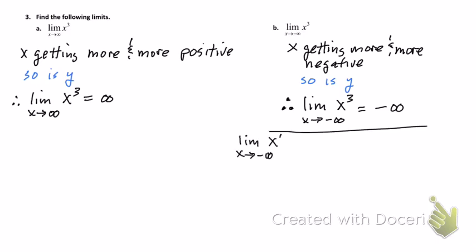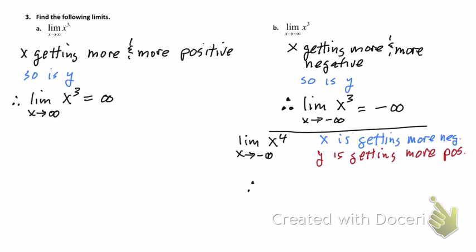Just to make sure we understand this part B, what if I had the limit as x approaches negative infinity of x to the fourth? So pick a negative number and raise it to the fourth power. You're going to get a positive value. So in this case, x is approaching negative infinity, so it's getting more and more negative. Just like before, but what's happening to our y's? They're getting more and more positive. So here we'd say this limit, as x approaches negative infinity, is positive infinity.